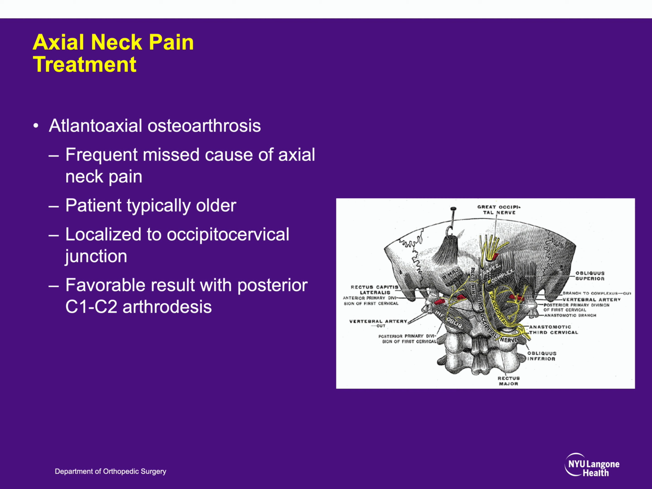I want to talk about atlantoaxial osteoarthritis. I feel that it is often an overlooked cause of axial neck pain, especially in an elderly population. The pain is very typical. It is localized to the occipital-cervical junction region. Patients will often complain of pain that radiates into the back of the head. The pain is often accentuated with lateral rotation of the head.